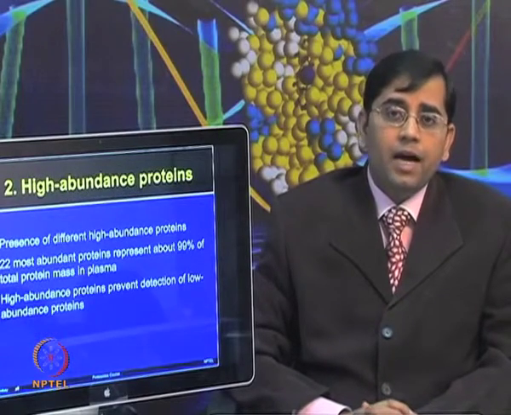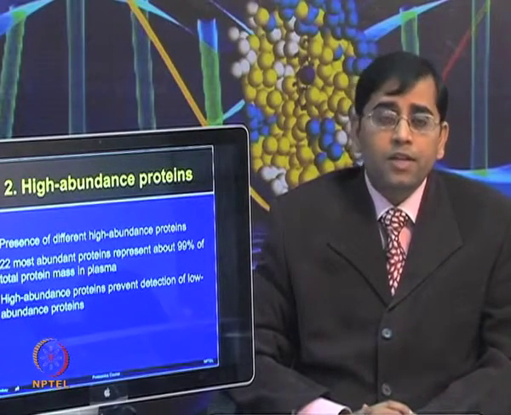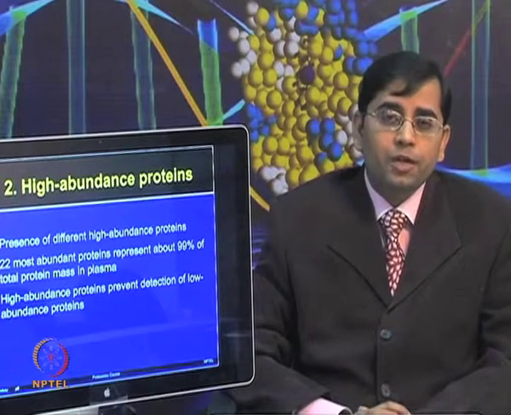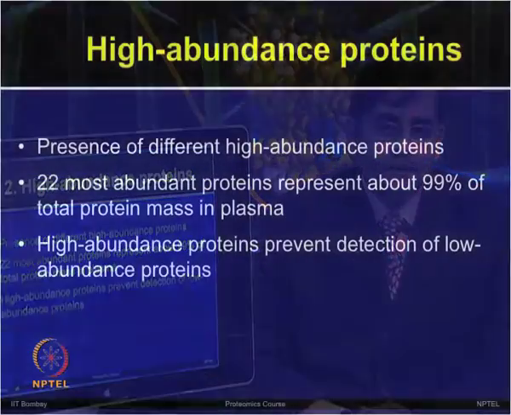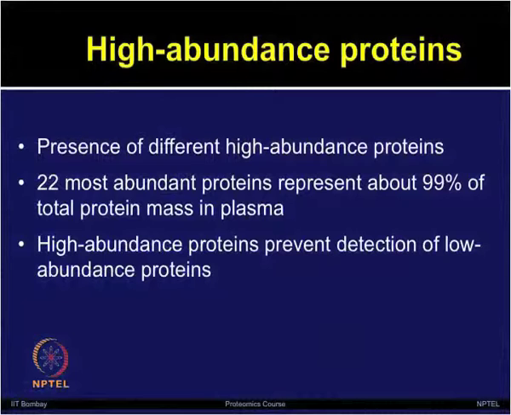The second point is the high abundance proteins. There are different highly abundant proteins present in serum and plasma, which make its analysis very complicated. There are almost 22 highly abundant proteins present in serum, which represent about 99% of the total protein mass of serum or plasma. These high abundance proteins prevent the detection of very low abundance proteins, and often these low abundance proteins could be the target you are looking for as part of biomarker discovery.